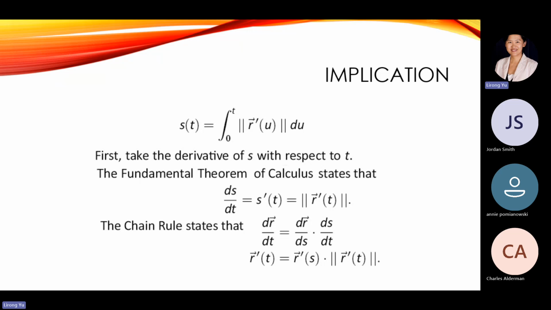So the distance is more meaningful instead of time when we talk about turn. Okay, so here let's talk about the implication of it. Our definition for the arclength parameter says s(t) equal to the integral from 0 to t of the magnitude of r prime(u) du. So we're defining this parameter using an integration.